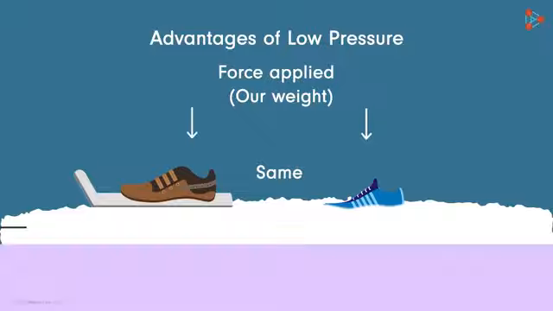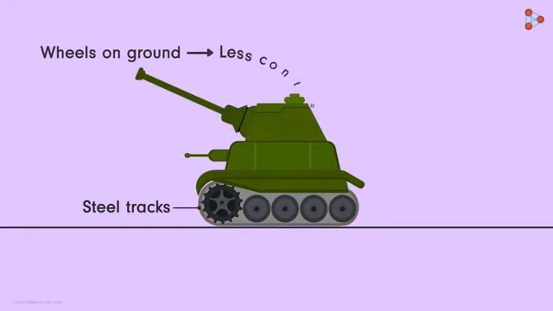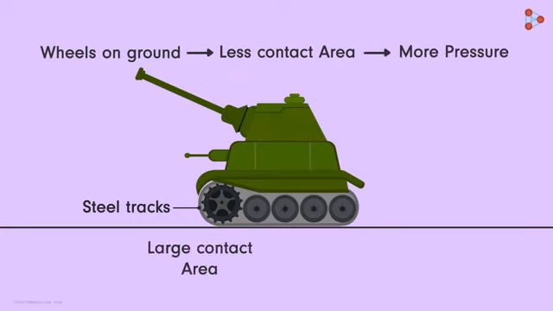Have you ever wondered why the wheels of an army tank run on steel tracks rather than on the ground? Notice that the wheels are on steel tracks and are not touching the ground. The army tank is huge in size. If the wheels ran on the ground, due to less contact area with the ground, the pressure on the ground would be massive. However, the tracks have a much larger area of contact with the ground and hence the pressure on the ground is reduced to a great extent.